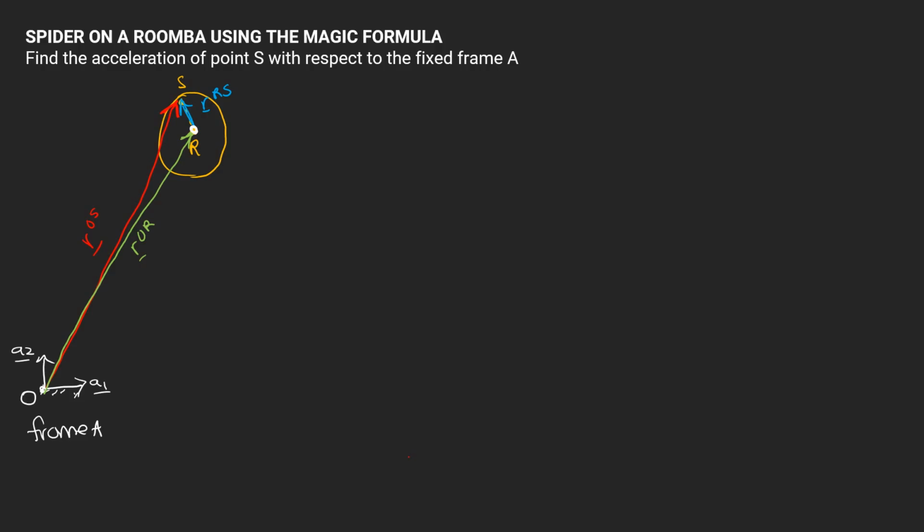So we're going to put the origin of that reference frame at point R, and we're going to align the B1 axis along the line that the spider is going to travel. And we have then B2. And so now, of course, reference frame B is rotated by an angle theta with respect to frame A.